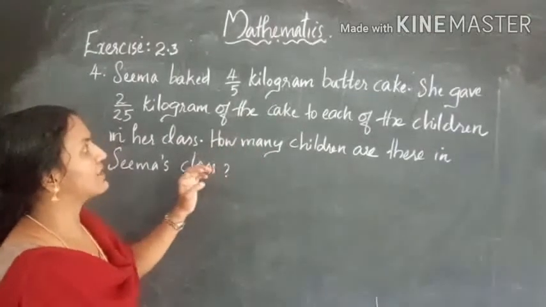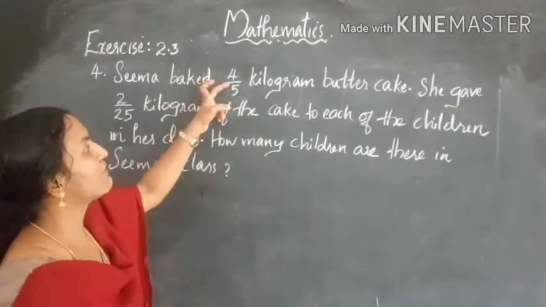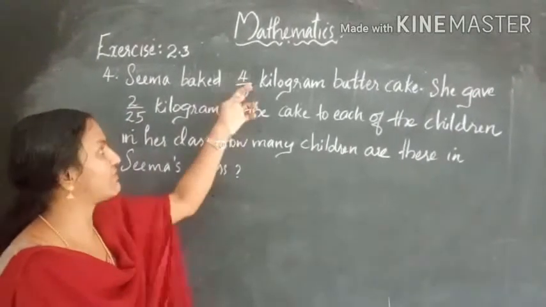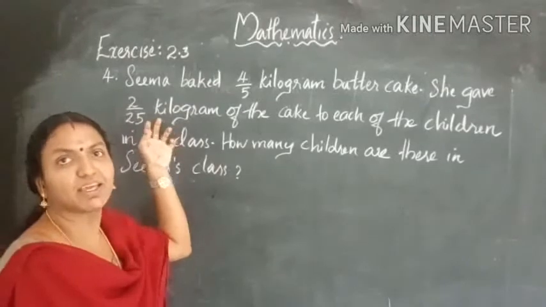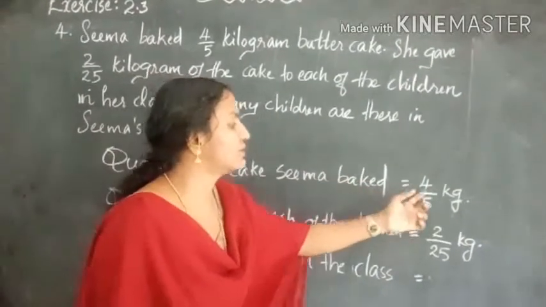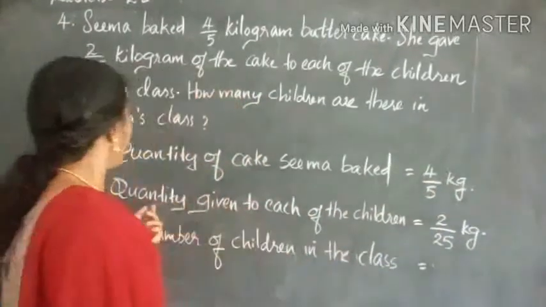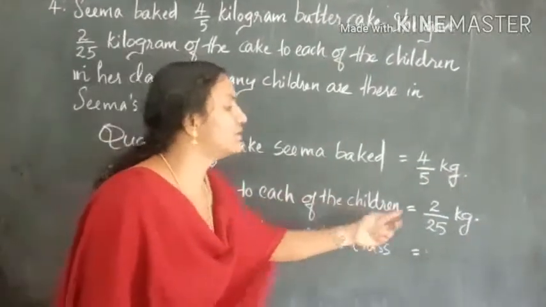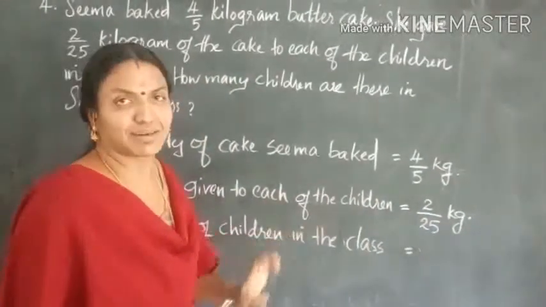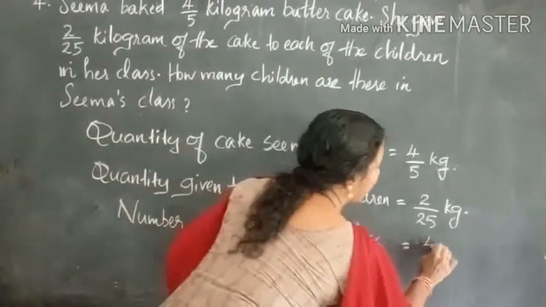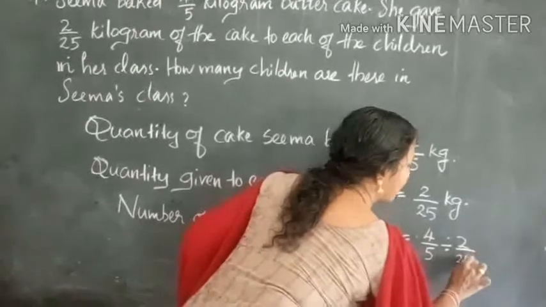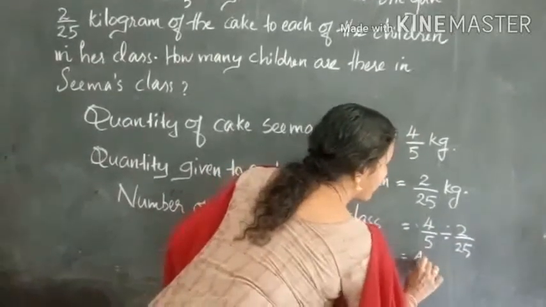So the number of children is equal to 4 by 5 divided by 2 by 25. Quantity of cake Seema baked is equal to 4 by 5 kilogram. Quantity given to each of the children is 2 by 25 kilogram. Therefore, the number of children in the class is equal to 4 by 5 divided by 2 by 25, which is equal to 4 by 5.